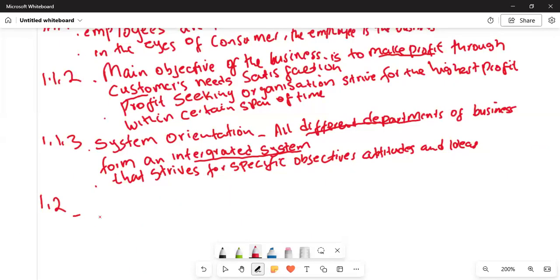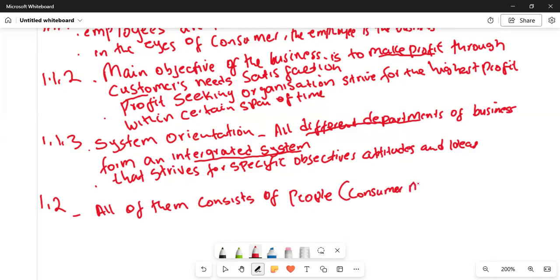So the first characteristic that we can talk about is that all of them consist of people. We can talk about the consumer market, and even the business market as well. As we are saying, all of them consist of people. When you're talking of consumer markets, you're talking about those people who buy products and services for personal use, the end users, for consumption. But in the business market, they buy products or produce products for resale. But all of them consist of people.